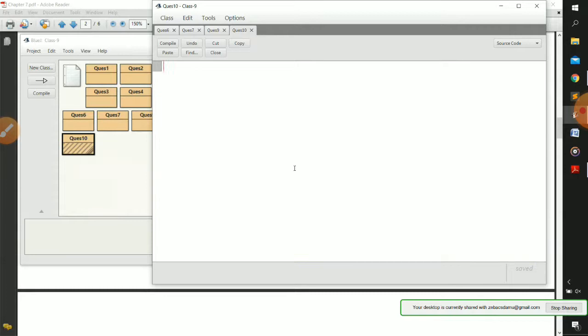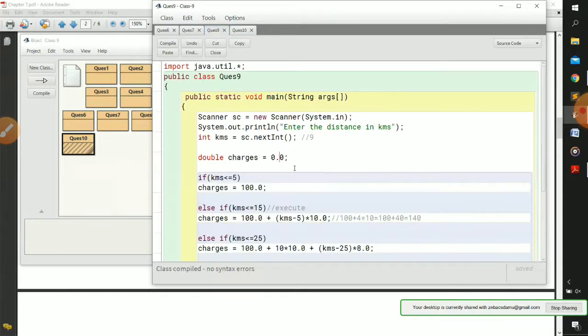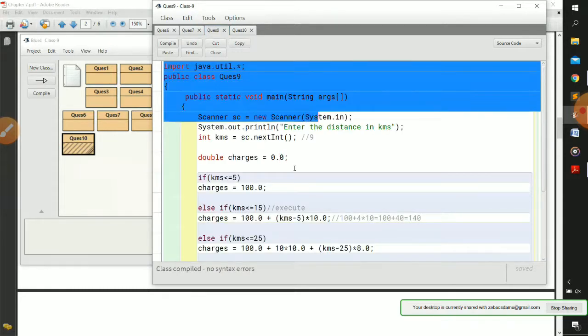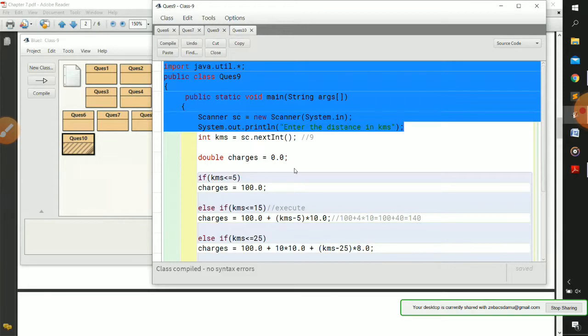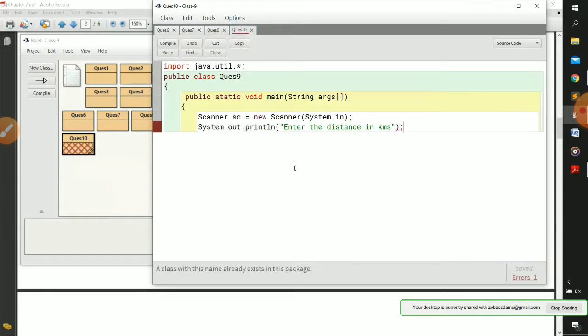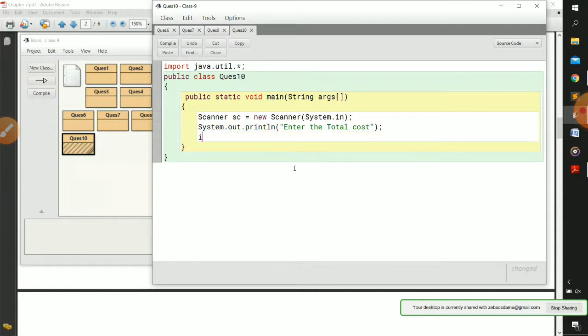The same thing we need to define over here also, so let us copy this from this portion. Okay, so this is our question number 10 and over here we want the total cost. Enter the total cost. Now the total cost we need to receive, so let us take int cost equal to sc.nextInt.